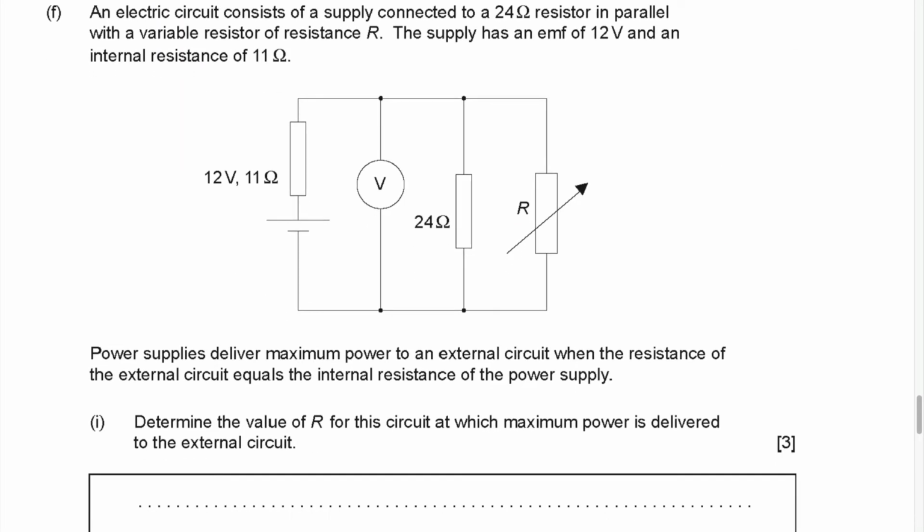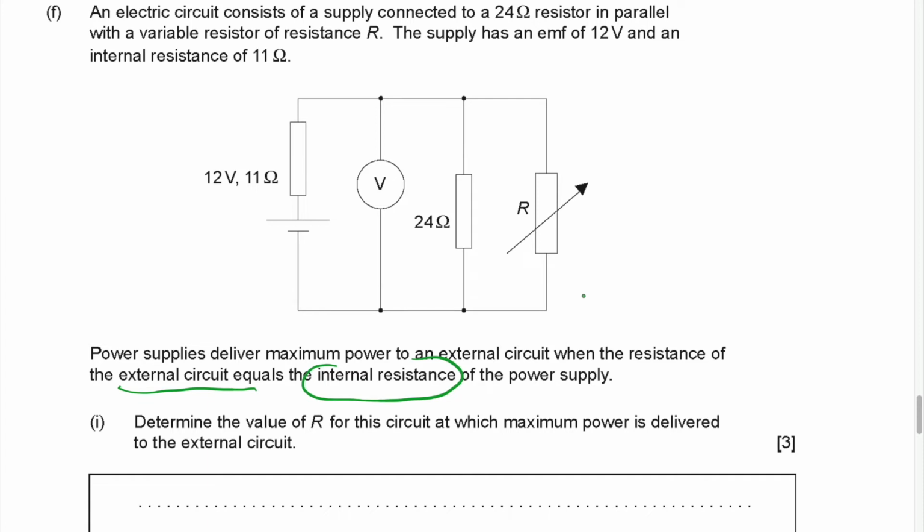An electrical circuit consists of a supply connected to a 24-ohm resistor in parallel with a variable resistor of resistance R. The supply has an electromotive force of 12 volt and an internal resistance of 11 ohms. Power supplies deliver maximum power to an external circuit when the resistance of the external circuit is equal to the internal resistance of the power supply. Determine the value R for the circuit at which maximum power is delivered to the external circuit.